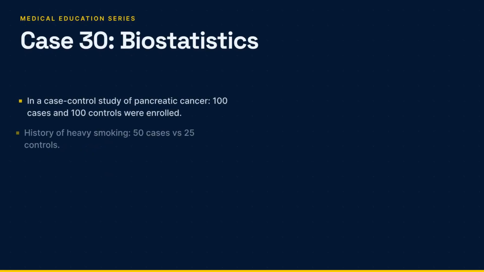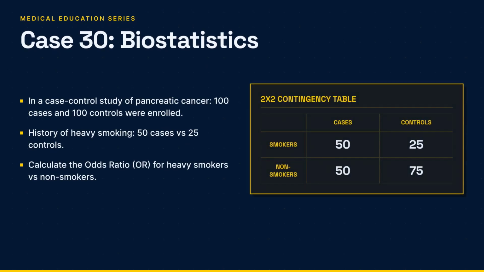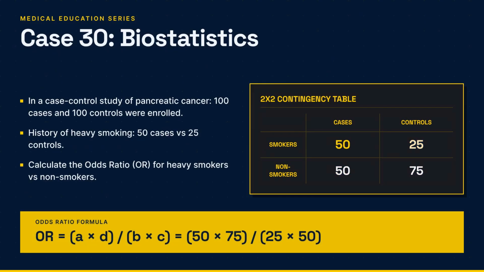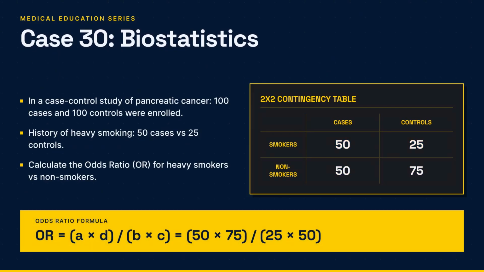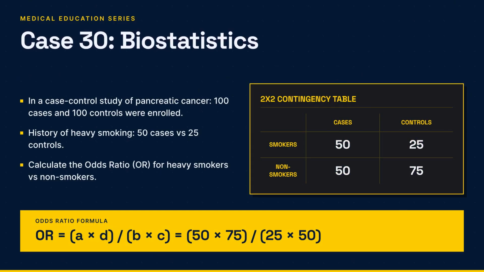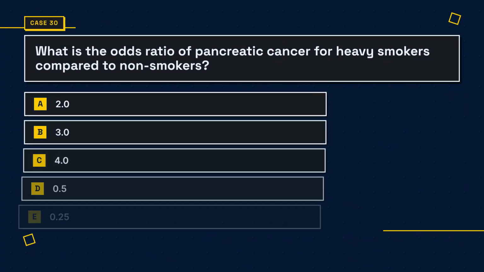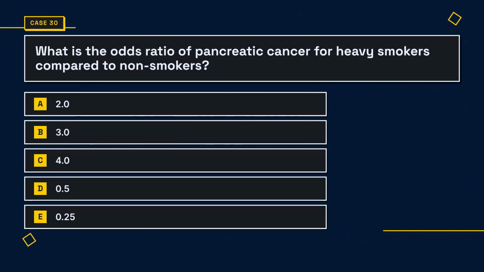Case 30. In a case control study of pancreatic cancer, 100 cases and 100 controls are enrolled. 50 cases and 25 controls report a history of heavy smoking. What is the odds ratio of pancreatic cancer for heavy smokers compared to non-smokers? A. 2.0, B. 3.0, C. 4.0, D. 0.5, or E. 0.25. Pause and select. The correct answer is B.